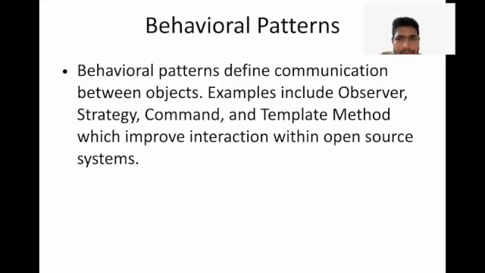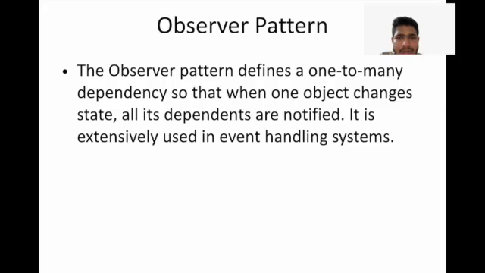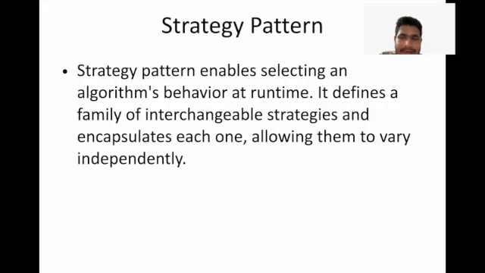Observer pattern. The observer pattern defines one-to-many dependencies so that when one object changes state, all its dependents are notified. It is extensively used in event handling systems. Strategy pattern. The strategy pattern enables selecting an algorithm's behavior at runtime. It defines a family of interchangeable strategies and encapsulates each one, allowing them to vary independently.